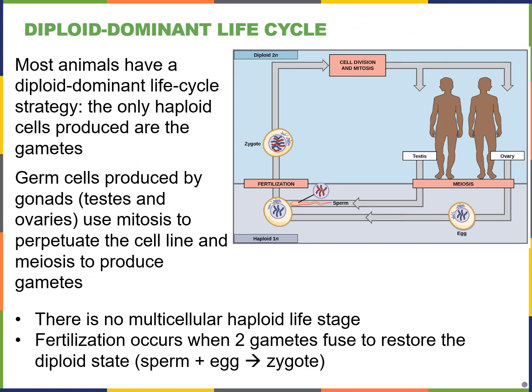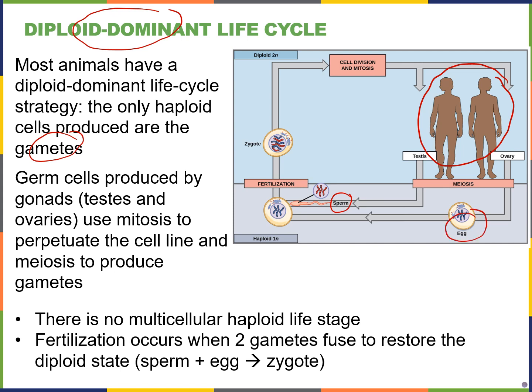As I mentioned, most animals, like humans, have a diploid dominant stage or life cycle. So you see that most of our body cells are diploid cells. The only haploid cells that we make are our gametes, which are our sperm and egg.